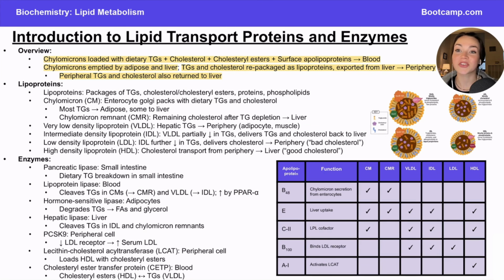So there are three sort of categories of definitions we're going to go through. We're going to go through lipoproteins, we're going to go through enzymes, and we're going to go through apolipoproteins.